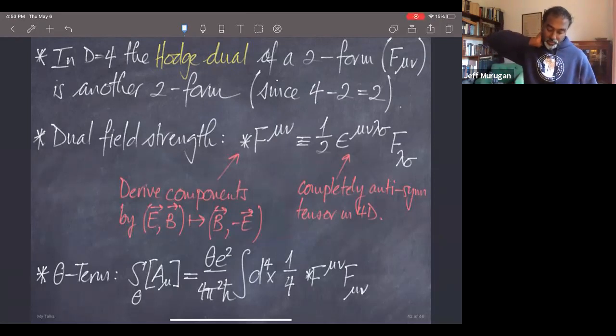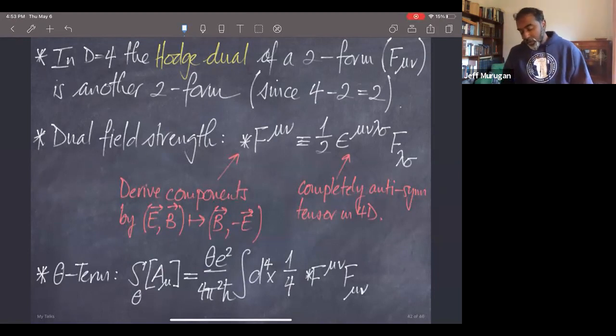So star F mu nu, star F mu nu means star F mu nu 0, 0, F 0, 0, plus star F mu nu, F 0, 1, F 0, 1, etc. Okay, so that's what the summation means. Well, my claim is that this action is also Lorentz invariant. It's also gauge invariant, and it's also quadratic in the fields. And finally, it's also linear.